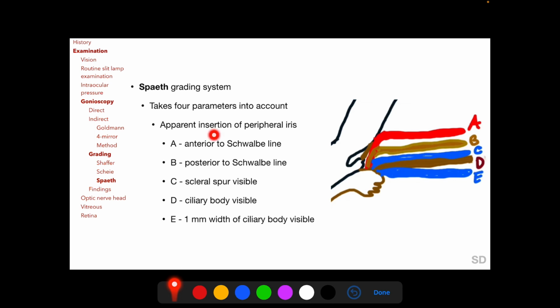The insertion of peripheral iris is graded as A when it appears to insert anterior to the Schwalbe's line, as B when it appears to insert posterior to the Schwalbe's line, as C when it appears to insert behind the scleral spur and so the scleral spur is visible, as D when the ciliary body is visible, and as E when at least 1 mm width of the ciliary body is visible.